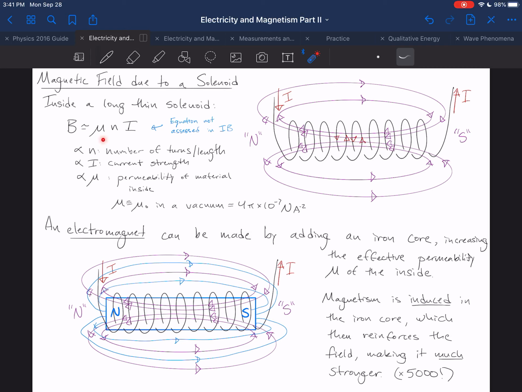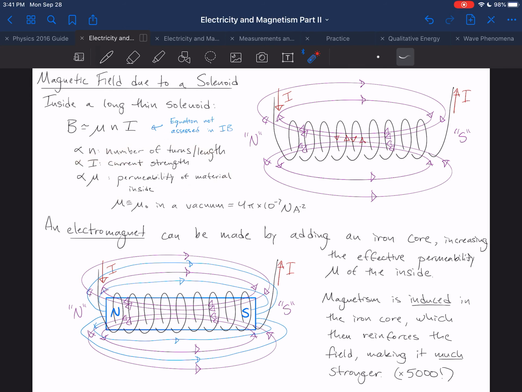Importantly, in the original notes, and I'm just going to make a note of this, this just said number of turns, but this is actually the number of turns or coil density, so the number of turns per unit length. This value right here is how tightly those coils are packed. That's a way to think about it. So the magnetic field is proportional to the number of turns per unit length, the current strength itself, and the permeability of the material inside it.